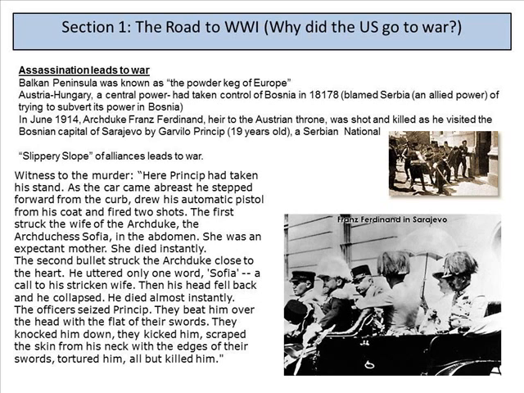The witness to the murder. Here's a reading. Here Princip had taken his stand. As the car came abreast, he stepped forward from the curb, drew his automatic pistol from his coat, and fired 2 shots. The first struck the wife of the Archduke, the Archduchess Sophia, in the abdomen. She was an expectant mother. She died instantly. The second bullet struck the Archduke close to the heart. He uttered only one word, Sophia, a call to his stricken wife. Then his head fell back and he collapsed.